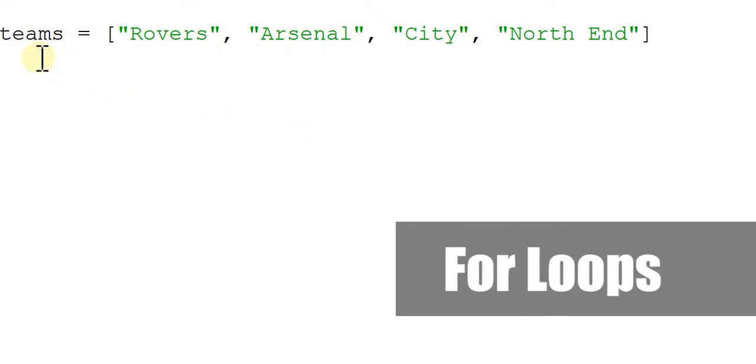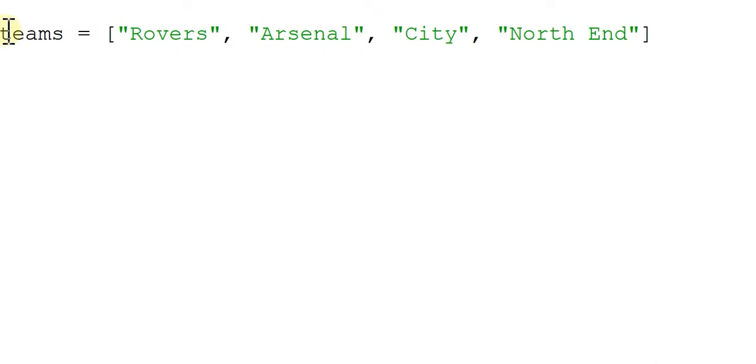Now, what I've got here on the screen is a simple list which contains names of some football teams. And what I'm going to do is use a for loop to simply, what we call, iterate through this list. That means an iteration is when something repeats itself. And it's really straightforward to do.